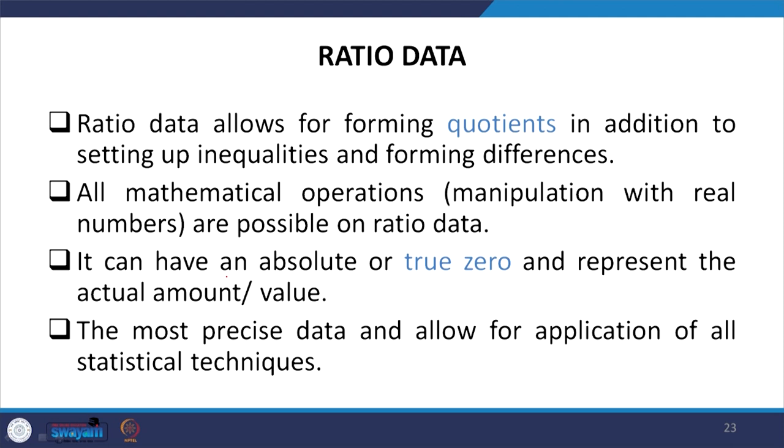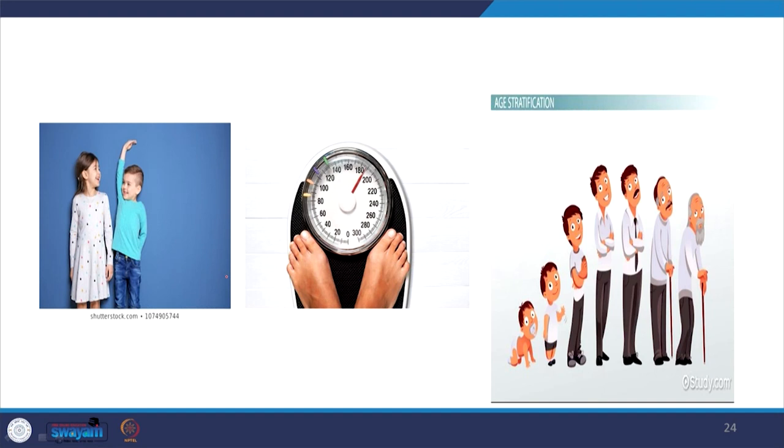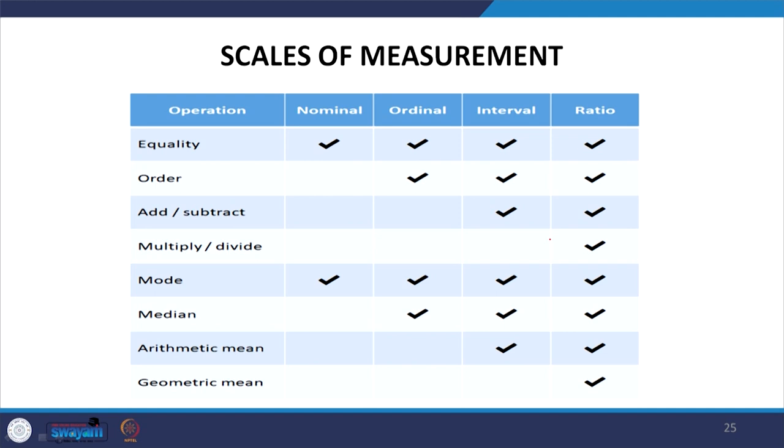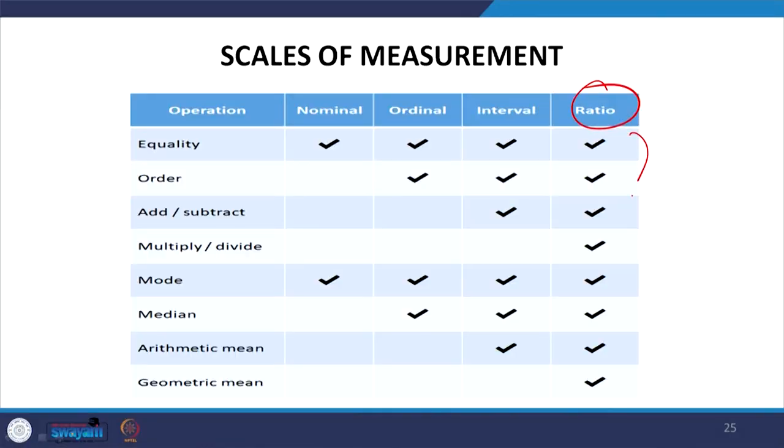Ratio data is generally said to have the widest application in statistical techniques. It has an absolute zero value and zero has certain meaning to it. Let us come by example: the height, the weight of the person, and the age of the person are clearly given, and the age of the person is highlighted here very clearly. Now what kind of scales are important for measurement? It is very clearly mentioned which methods of measurement are appropriate. For ratio scale data, all the methods are important, whereas interval is a little better than others, and ordinal is even better than that of nominal. So accordingly you can understand.